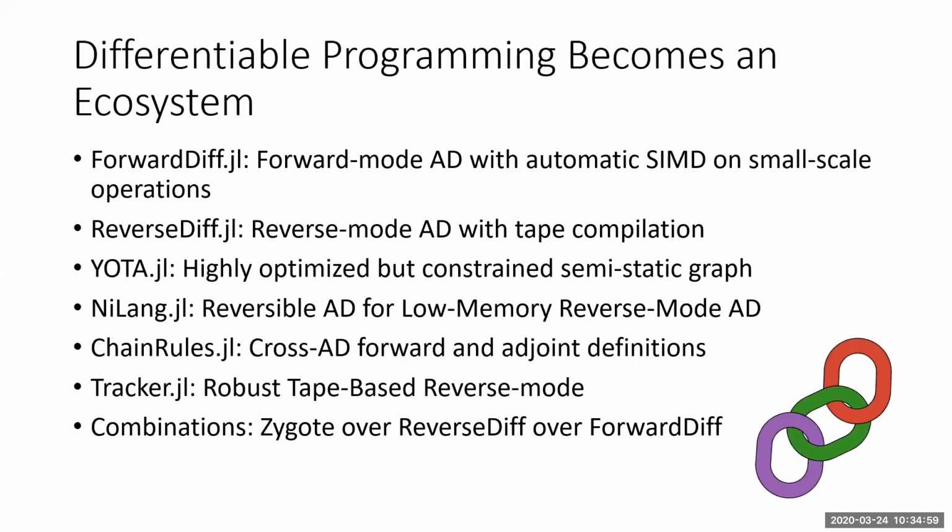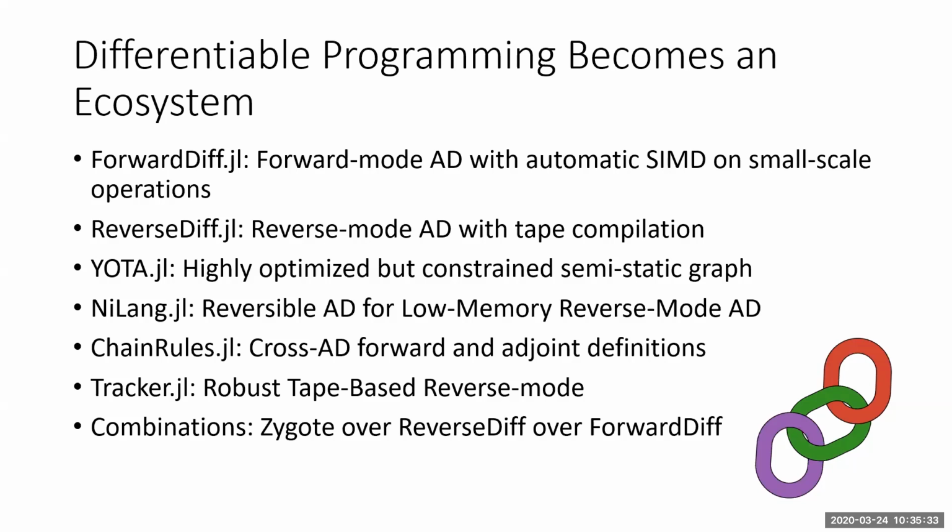The other interesting thing that comes out of this is that, since we're targeting the Julia AST itself, other things that are targeting the Julia AST are directly compatible. So there's ForwardDiff.jl, which uses forward mode with automatic SIMD on small scale operations. There are other reverse mode packages. There's a reversible AD package, so instead of having to store values of the forward pass to do reverse mode, you can have some programs where you know how to do the reversible interaction, and you can then define a backpass on that. So there are all these other different tools that we can make use of.